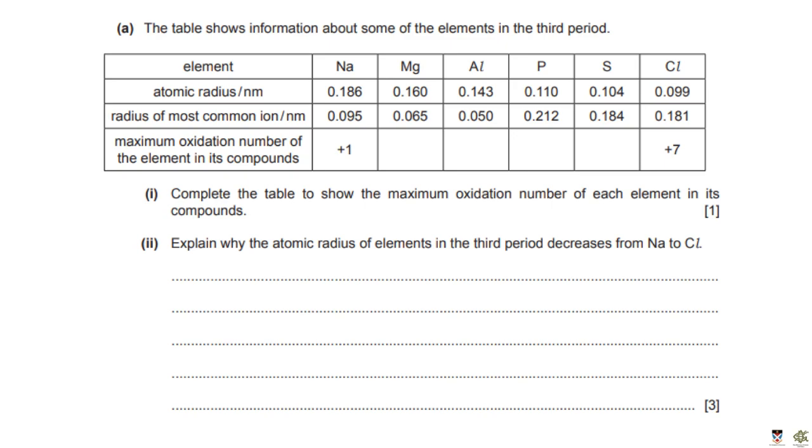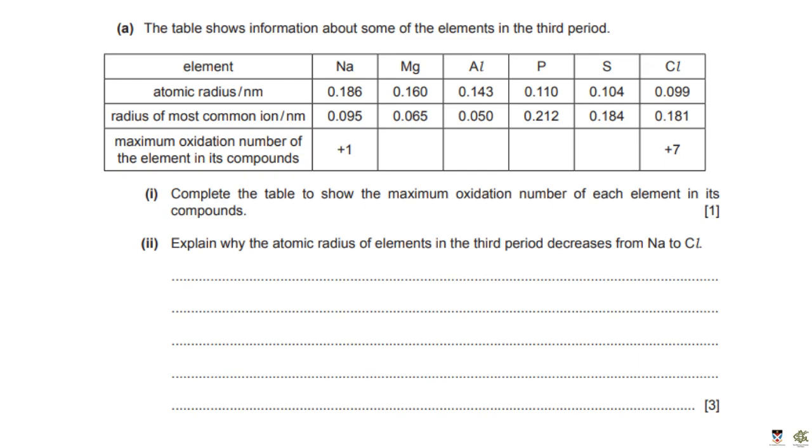The table shows information about some of the elements in the third period. Complete the table to show the maximum oxidation number for each element in its compounds. Sodium's been done, and chlorine. We know sodium is in group 1, so 1 electron in its outer shell, so it can lose 1 maximum to form an ion with a 1 plus charge, or an oxidation number of +1.